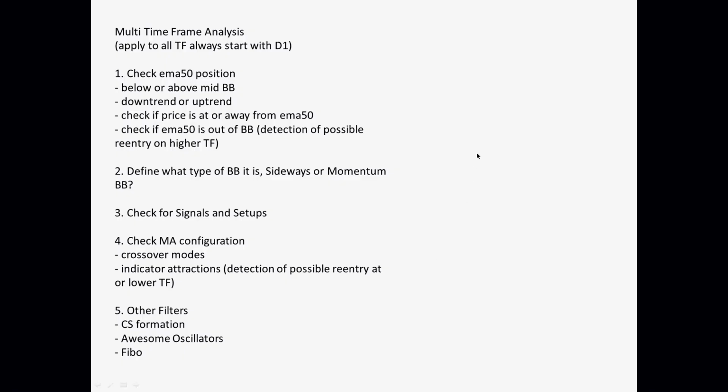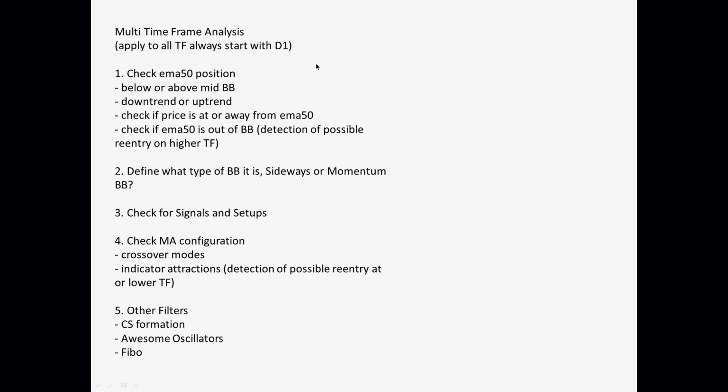As you can see, multi-time frame analysis. This is my SOP. You don't have to follow it 100%. Basically, at some point you'll be able to make your own SOPs. What I do with my analysis is I start with D1 first, because I usually trade H4 and below. So I just would like to know what's happening on a daily basis.